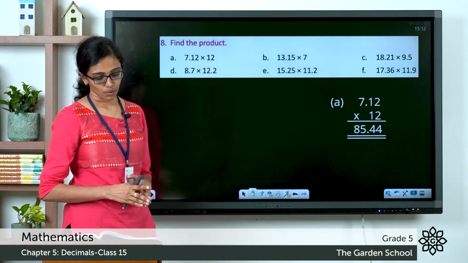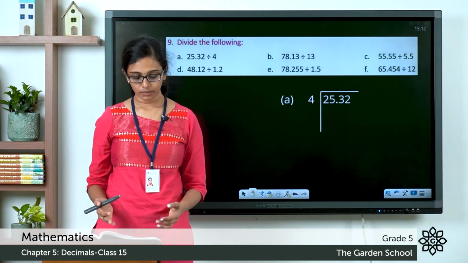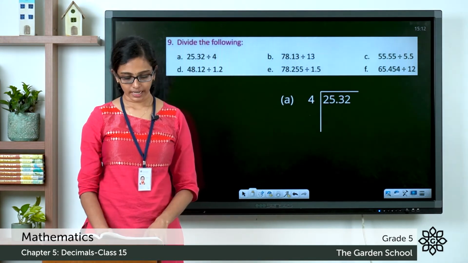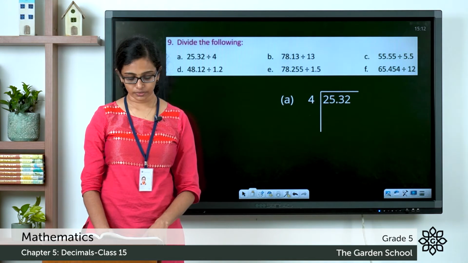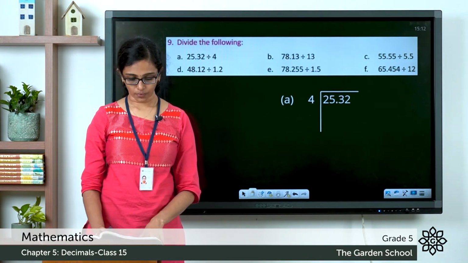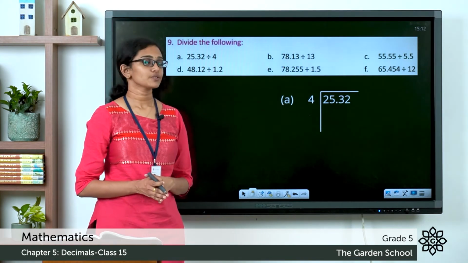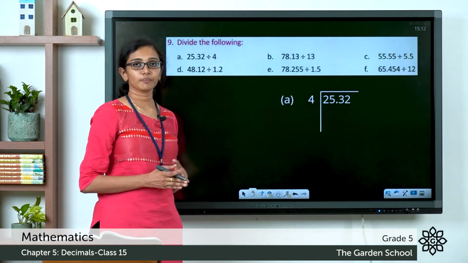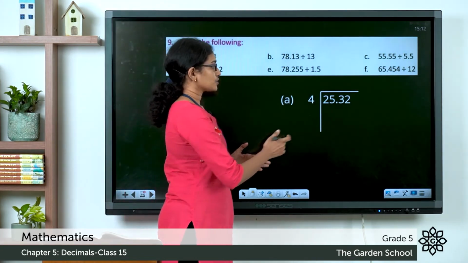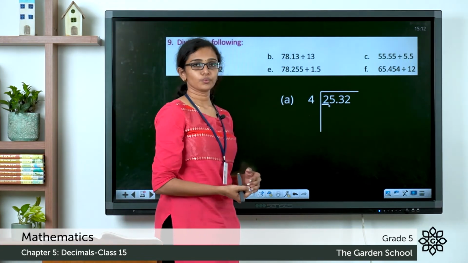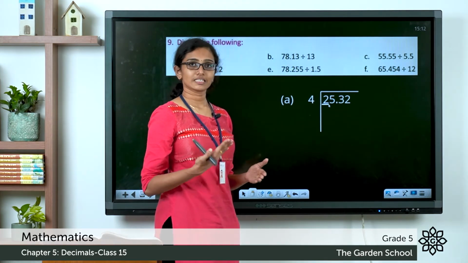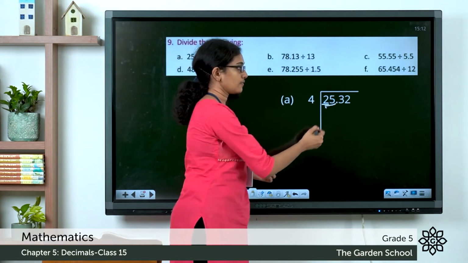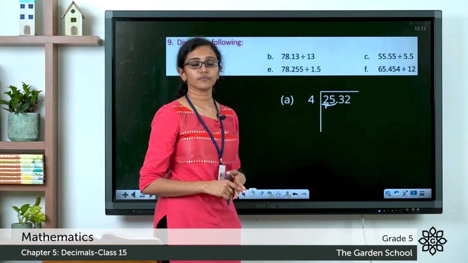Now, let's move on to the next question. Divide the following. Question A, 25.32 divided by 4. Let's see how we can do the division. A decimal number divided by a whole number. Let's consider the first digit, which is 2. We cannot divide 2 by 4. Let's take the first 2 digits, which is 25. So 25 divided by 4.